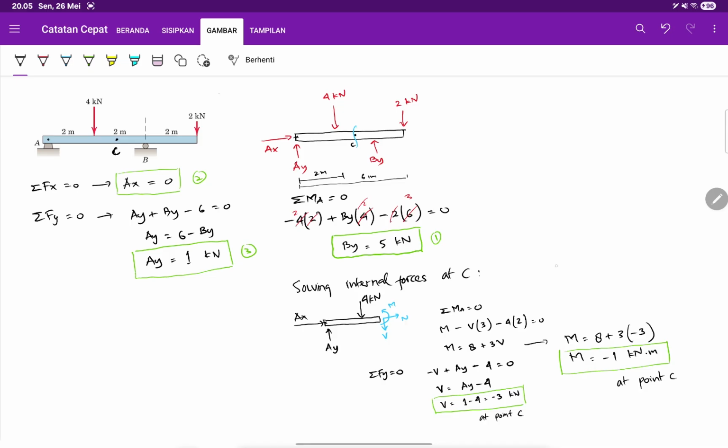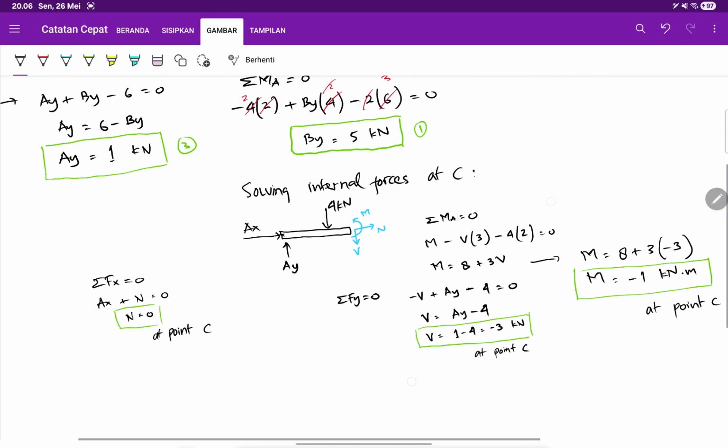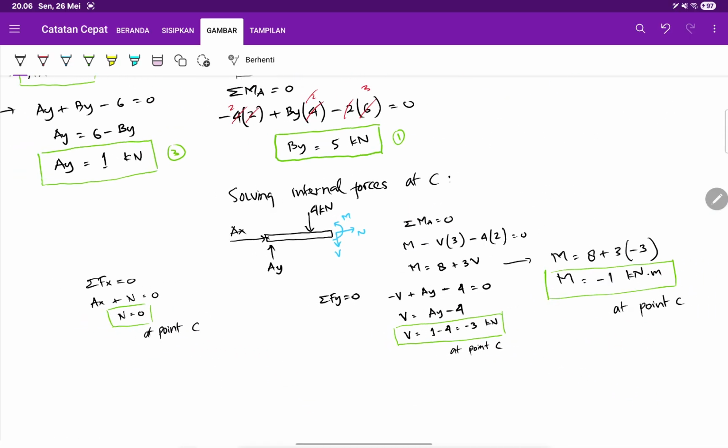How about N? If you take sigma Fx equals 0, Ax plus N equals 0, since your Ax is 0, your N is also 0. So this is the third force, the normal force N at point C. Okay, so I think that's it.